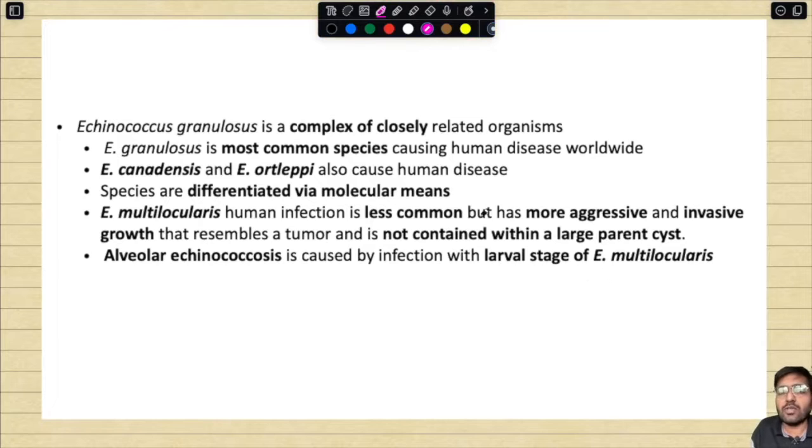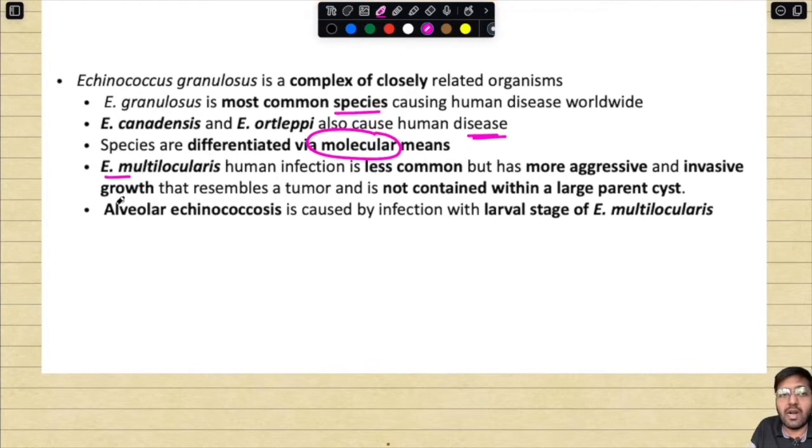Echinococcus granulosus is a complex of closely related organisms. It is the most common species causing human disease worldwide. Echinococcus canadensis and ortleppi are also causing human disease. The species are differentiated via molecular means. Remember, one other species is Echinococcus multilocularis. This is a human infection that is far less common but has a more aggressive and invasive growth that resembles a tumor and is not contained within a large parent cyst, unlike Echinococcus granulosus. Alveolar echinococcosis is caused by infection with the larval stage of Echinococcus multilocularis. This invasive variety, which is less common, basically infects the alveolus and leads to alveolar echinococcosis.